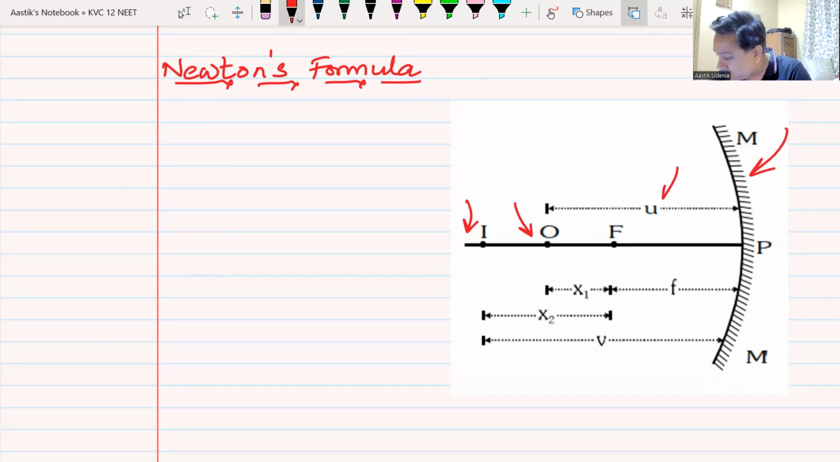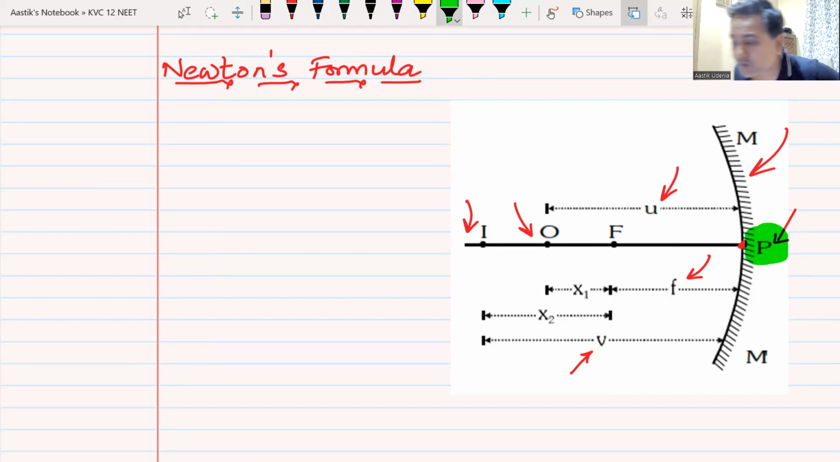The distance of the object is u, the distance of the image is v. Do we all understand this? We have been using this, yes or no? Yes, sir. The focal length of the mirror is f, we all know this. Now remember, according to our sign convention, all the distances are measured from the pole P of the mirror. Yes, sir.